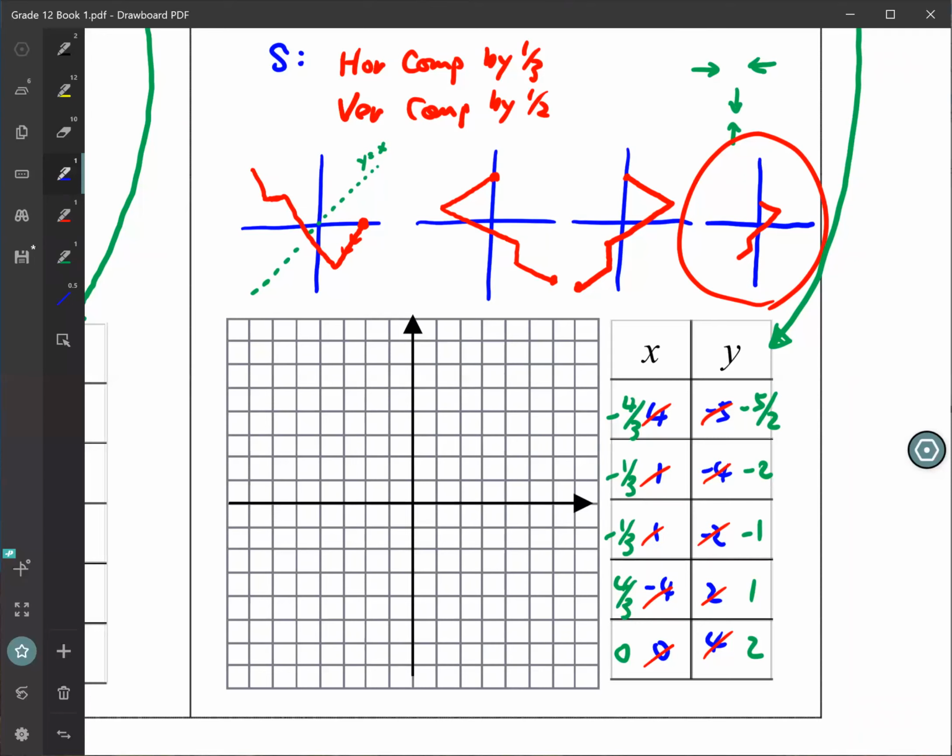Negative 4 over 3, so it's like negative 1 point something, right? Just approximate. And then negative 5 over 2 is negative 2.5. So it'll be somewhere here. Okay, and just approximate. Negative 1/3, and then negative 2 will be here. Negative 1/3, negative 1. Four over 3, so it's bigger than 1, right? 1 1/3, and then it's 1, so go up. Okay, raise your hand if you finish the graph.